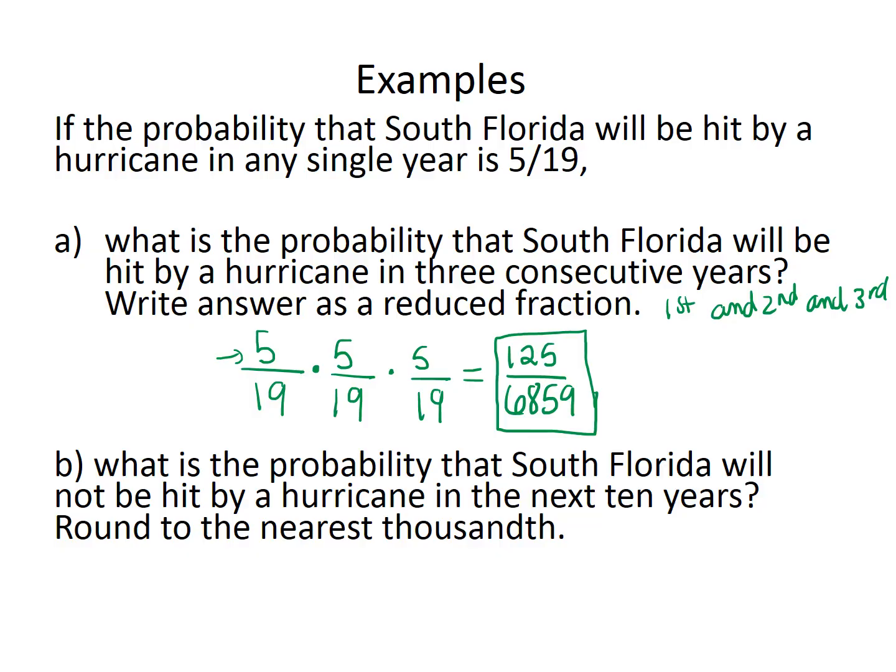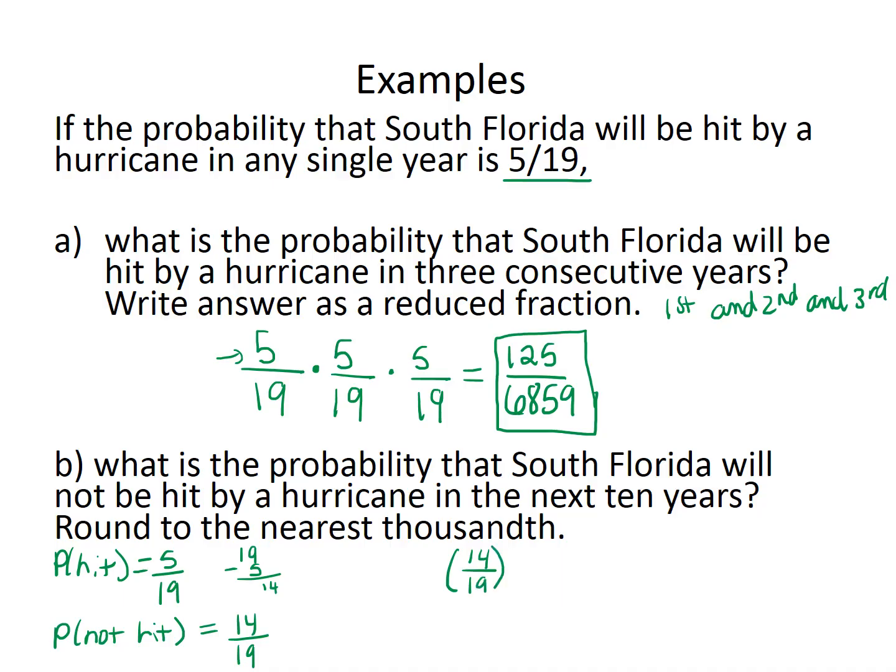What is the probability that South Florida will not be hit by a hurricane in the next 10 years? So if the probability of being hit is 5 out of 19, you know the probability of not being hit is 14 out of 19. All right, they have to add up to 19 over 19, and 19 minus 5 is 14. So the probability of not being hit is 14 out of 19, but it says for 10 years. So we would have to multiply this together 10 times, which of course means to the 10th power.